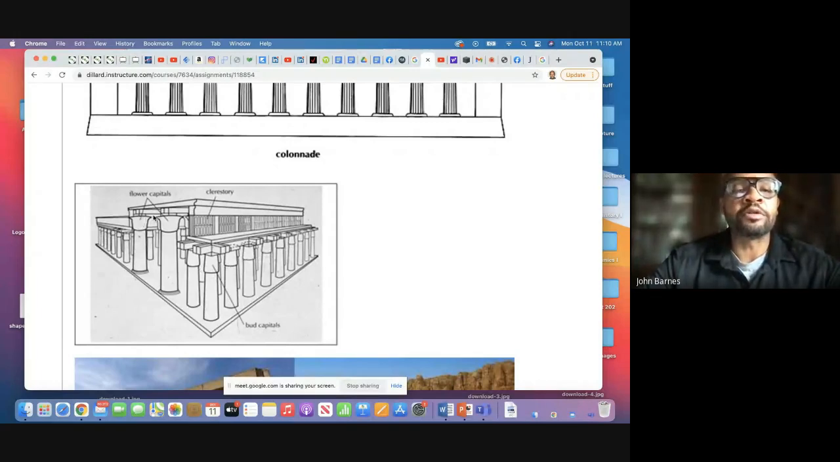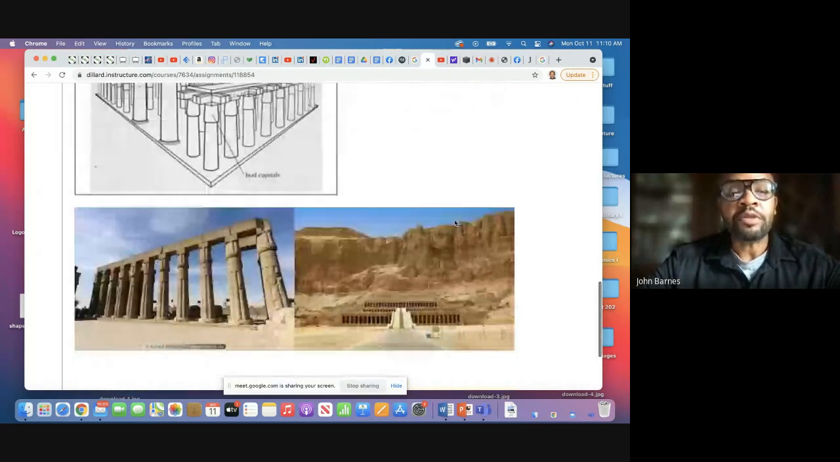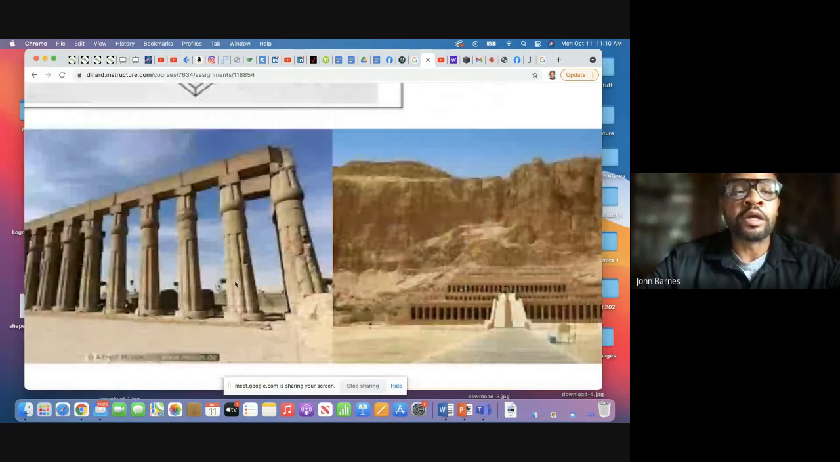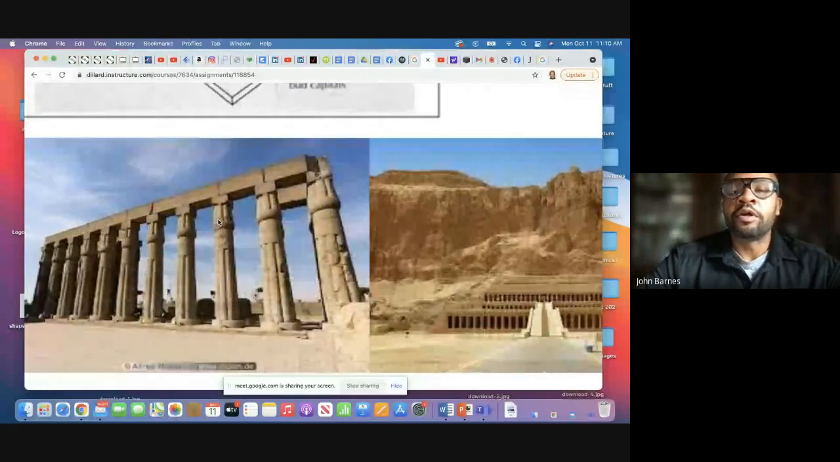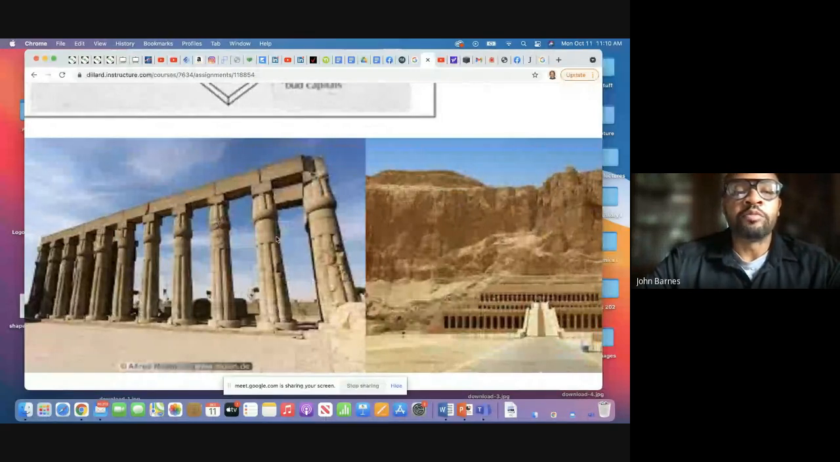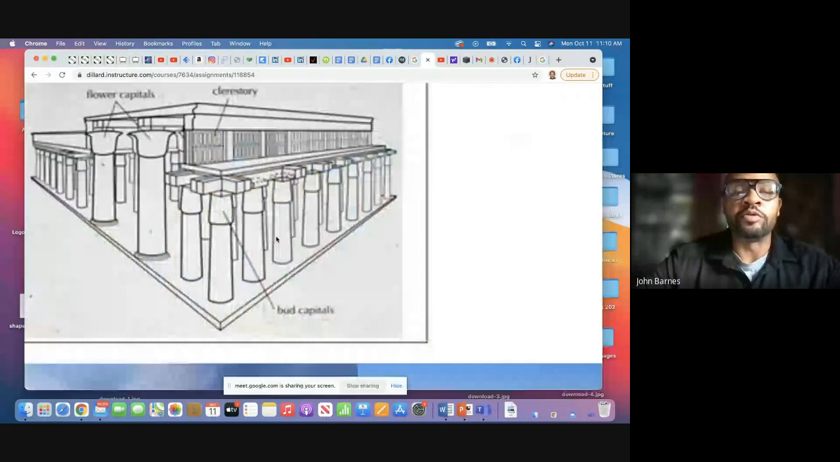And then we have the open lotus flower capitals used to support the upper part of the construction. This image is a remaining colonnade using the lotus buds, the lotus bud columns. So they look a little different in actuality than they do in the drawing, but this is how they would be used.